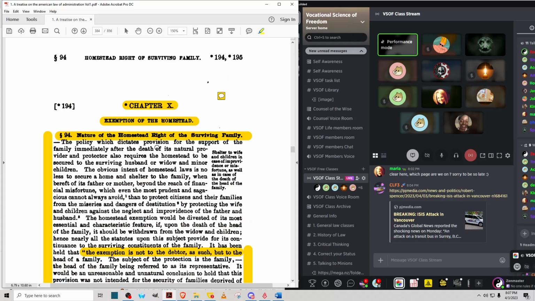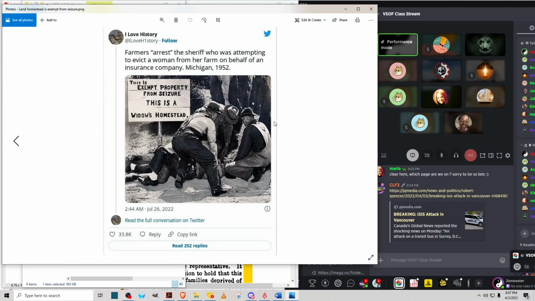And to bring up that point, I was going to open up the homestead picture and show you guys out of the mega file here. So this is somebody's post from Twitter, but anyway, it says farmers arrest the sheriff who is attempting to evict a woman from her farm on behalf of an insurance company. And this is in Michigan, 1952. There's a big sign here that says, this is exempt property from seizure. This is a widow's homestead.